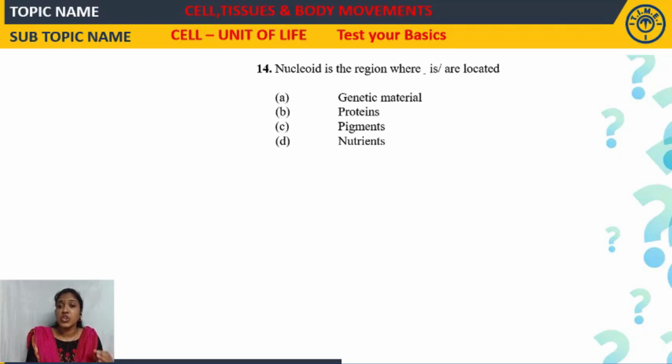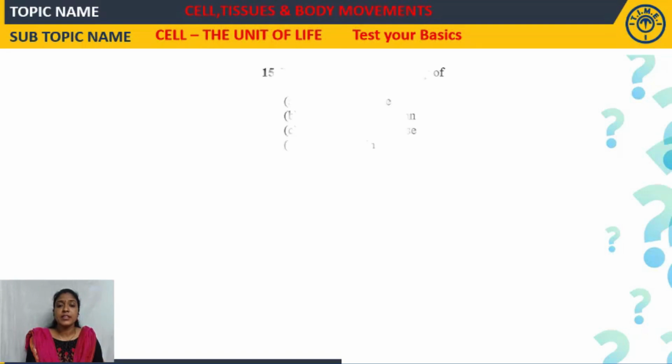So nucleoid is the region where, whether it is a nucleus or a nucleoid region, what will be present inside it? The genetic material in the form of DNA will be present. So what is the answer? It is not the proteins, not the pigments, not the nutrients that is present in the nucleoid region. The genetic material is located. Yes, so the solution will be choice A only. Then question number 15.